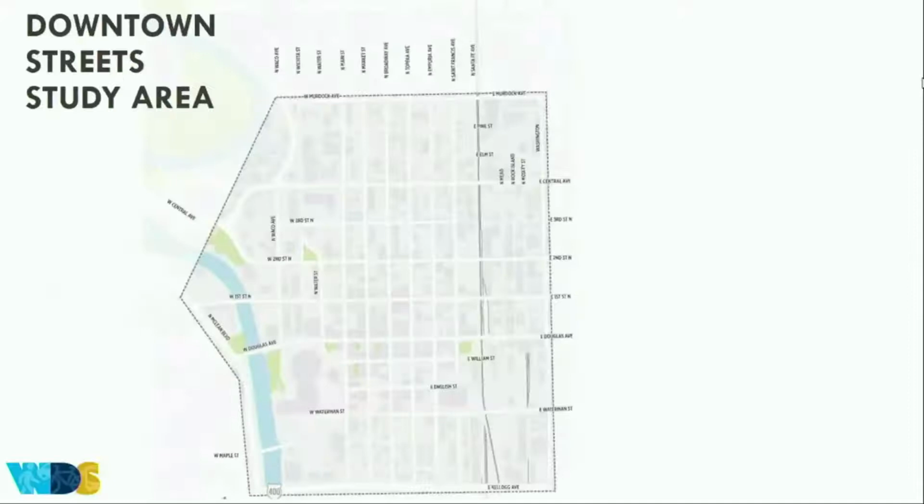So with that, let's talk a little bit about the overview of the process. Next slide. So the downtown streets, what is it and where is it, right? Where does it cover? Well, the north boundary is Murdock. The west boundary is roughly the river, Mklin area. The south boundary is Kellogg, and then the east boundary is Washington.